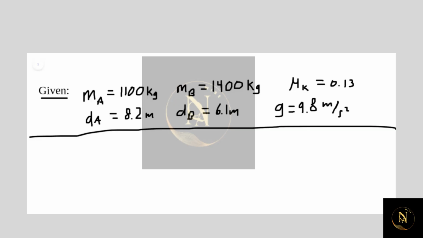And then C, assuming that linear momentum is conserved during the collision, find the speed of car B just before the collision. And then for part D, explain why this assumption may be invalid.